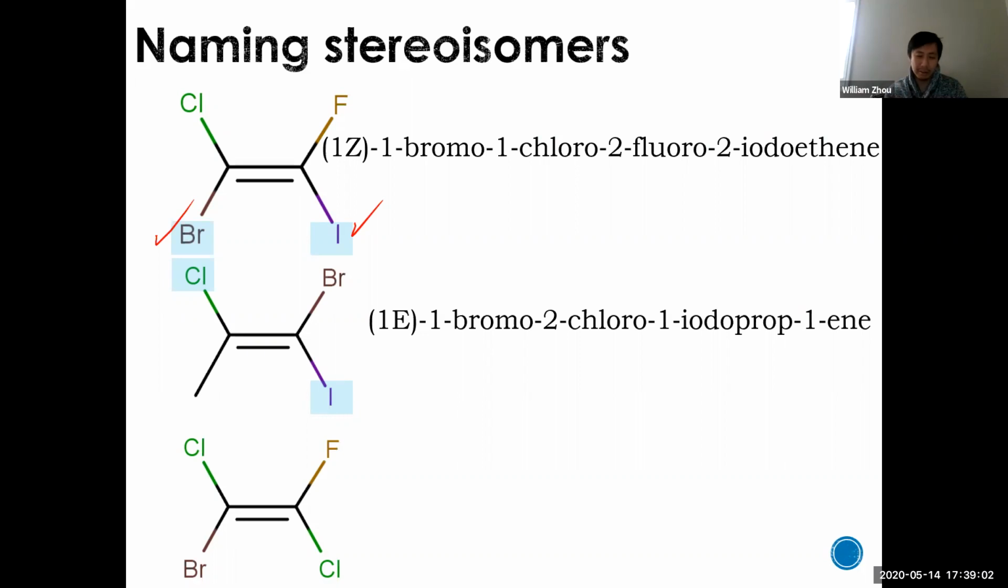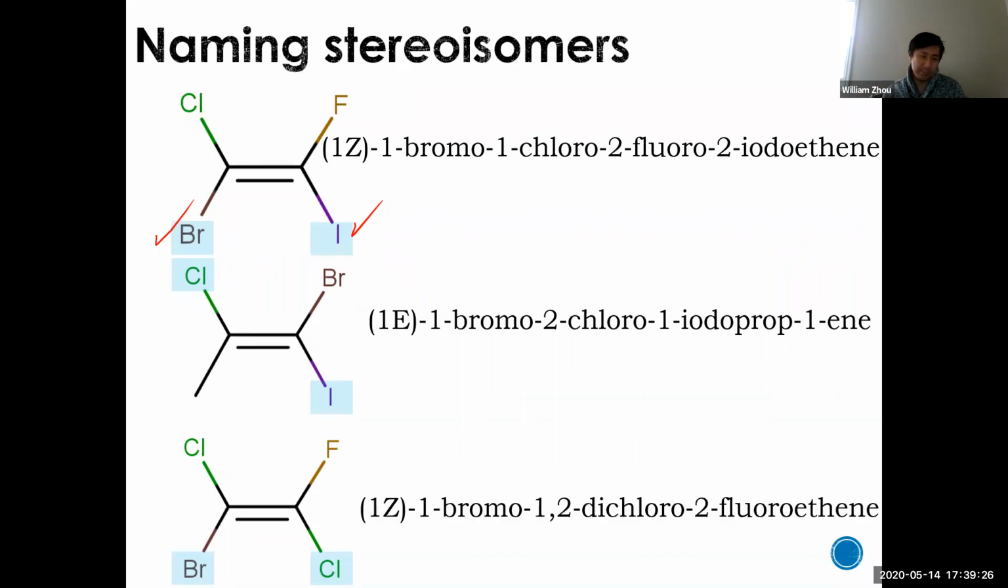No, it's Z. Because bromine has a higher priority than chlorine. And then on the other carbon, chlorine has a higher priority than fluorine. So the high priority groups are on the same side. You don't care what they are. You don't care that there are 2 chlorines. You just care about who has a higher priority. And that would be a Z. It's the same side. So it's 1 bromo, 1,2-dichloro, 2 fluoroethene.